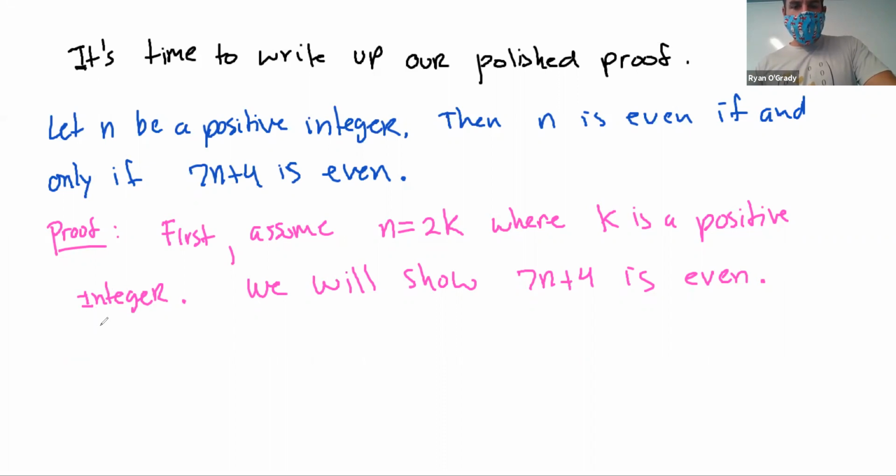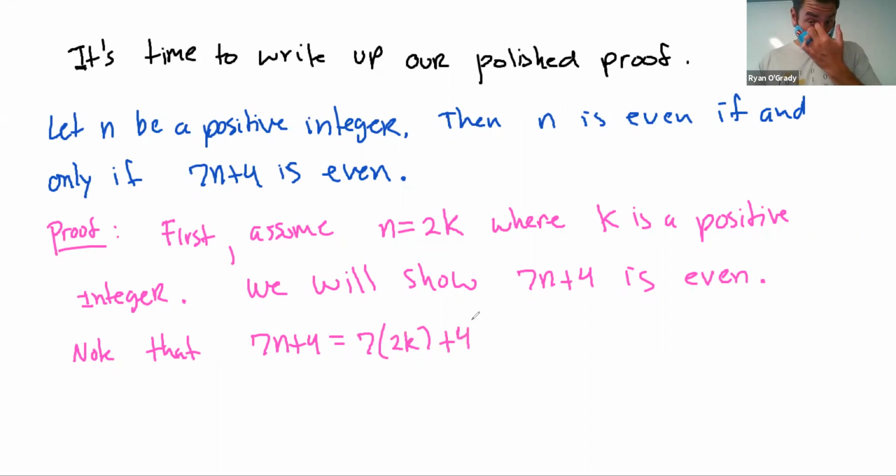We already saw this direction is a plug and rewrite. So note that 7n plus 4 is 7 times 2k plus 4, which can be written as 2 times 7k plus 2.